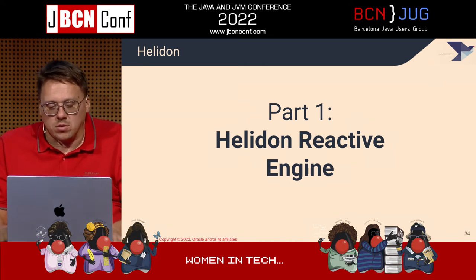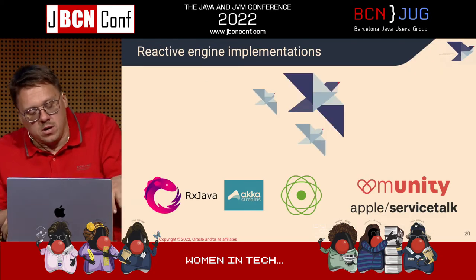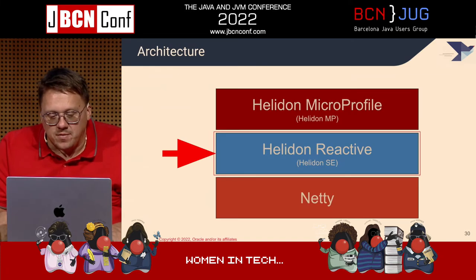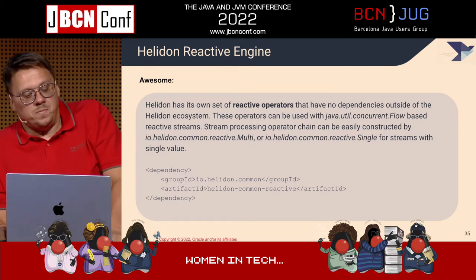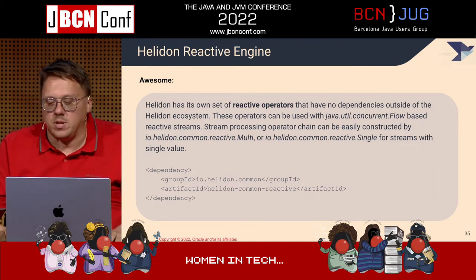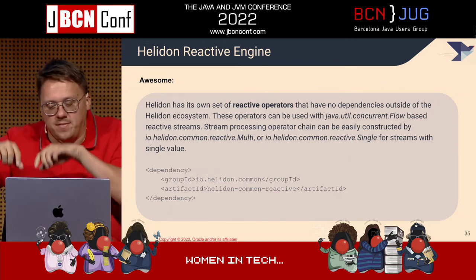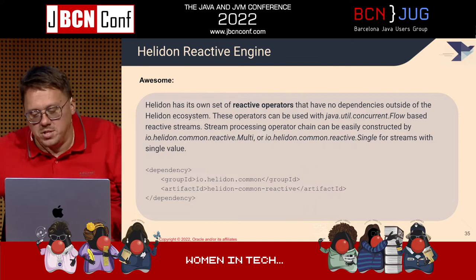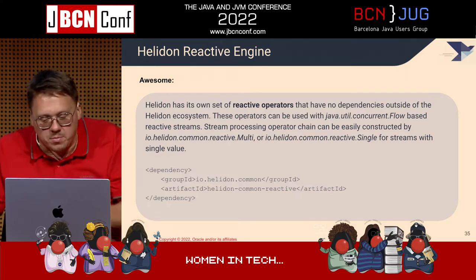Helidon has its own so-called reactive engine. Those are different engines, but they're all part of some frameworks. Helidon itself, from the very beginning, is based on being reactive. So Helidon has its own set of reactive operators that have no dependencies on other platforms or engines, and they are all based on the pure Java Flow API. So once again, pure standard, no third-party dependencies. It's all pure Java that you get out of the box.